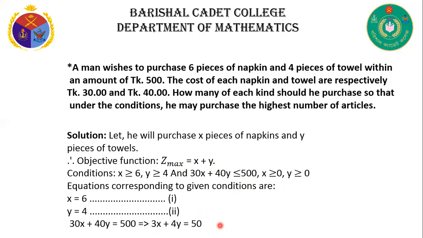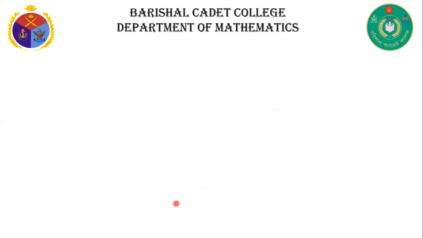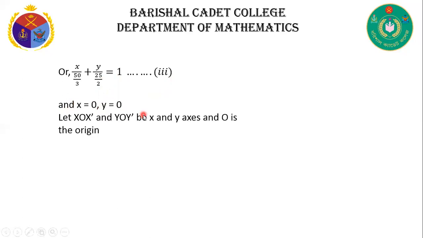Now let us try to replace the linear equation in the form x by a plus y by b is equal to 1. That's why we can write x by 50 by 3 plus y by 25 by 2 is equal to 1. This is equation number 3. Now we put x equal to 0, y equal to 0. Now putting all these values in the graph paper.